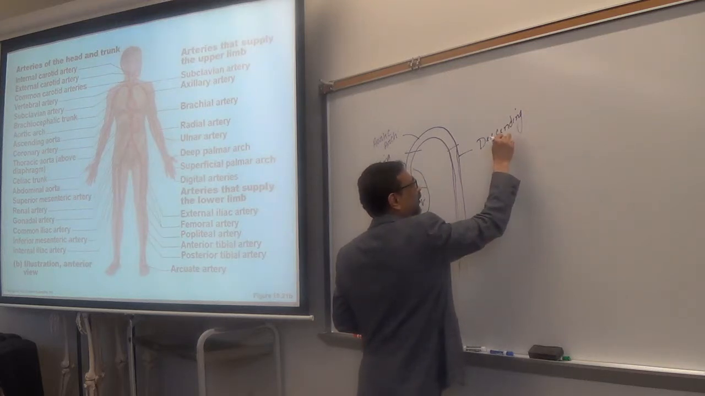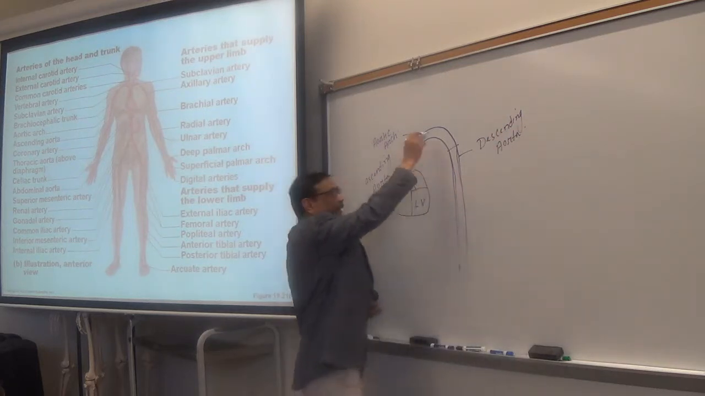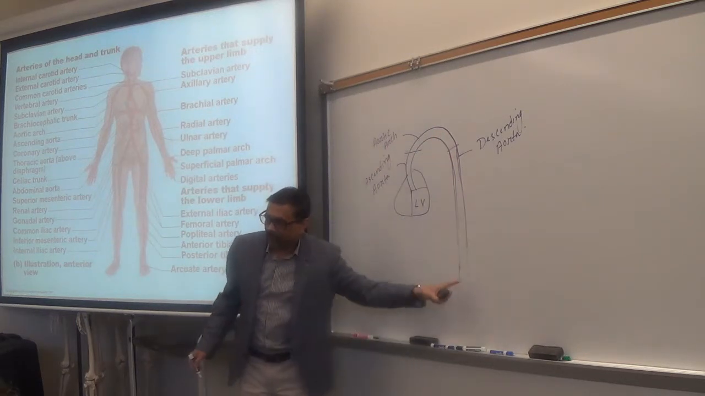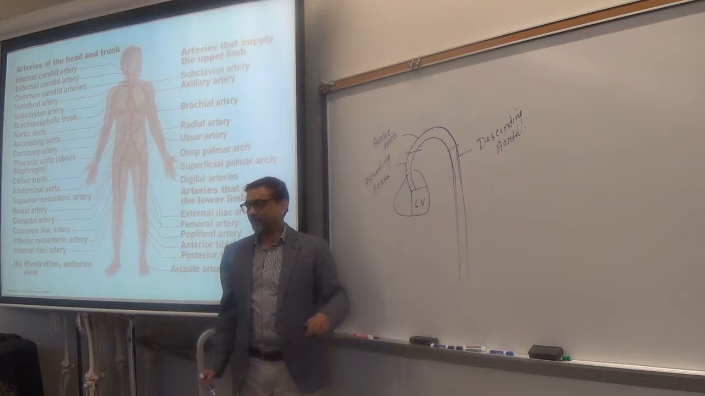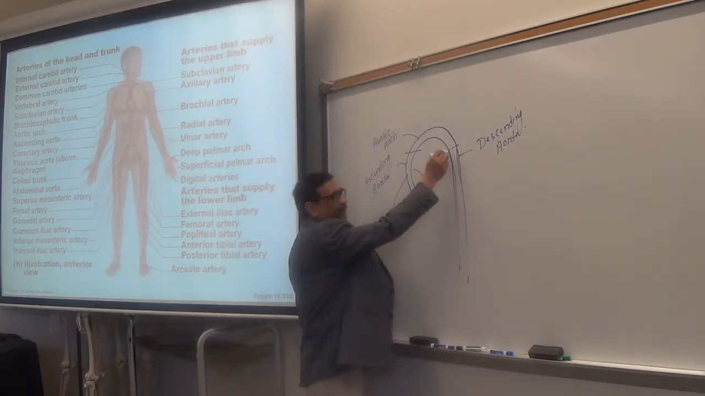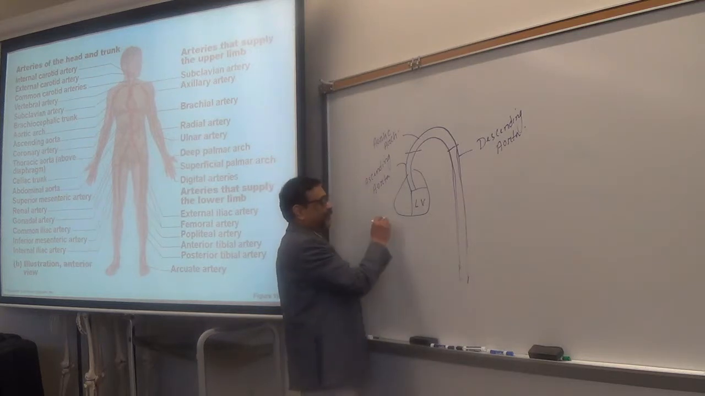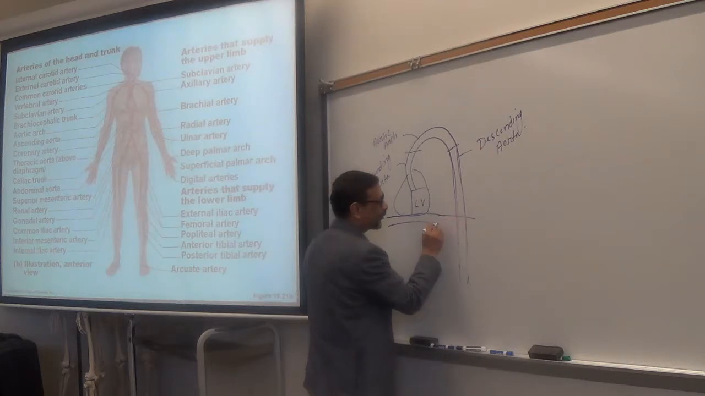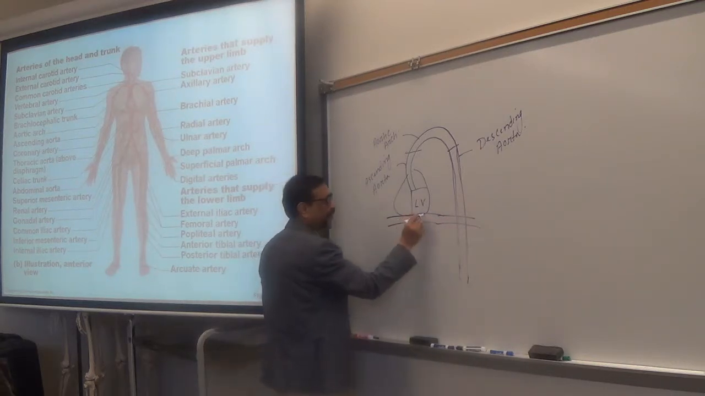Makes sense, right? So the aorta has three parts: ascending, arch, and what? Descending aorta, going down. Which part is the longest? Descending, right? And the heart sits on what? How many of you remember? Diaphragm. Diaphragm, very good. So this is the diaphragm, right?